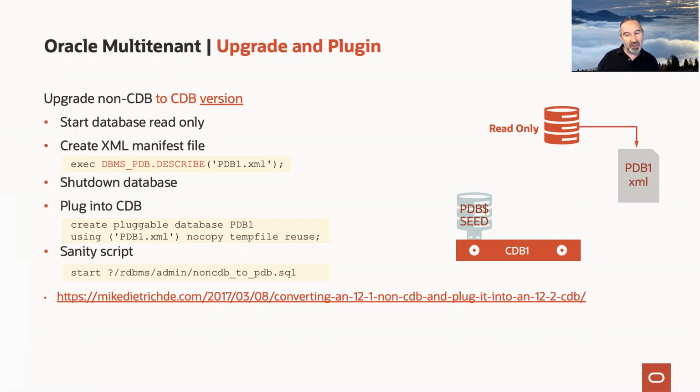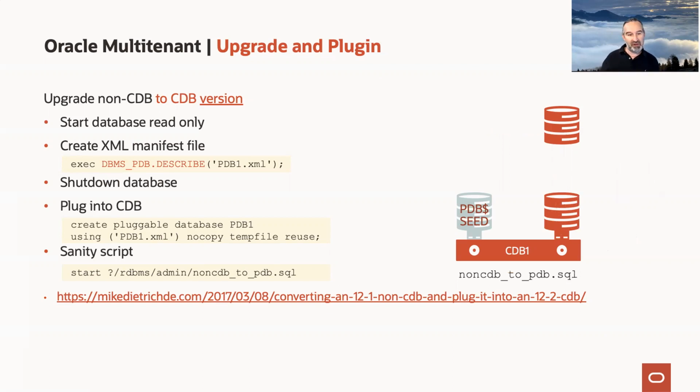DBMS_PDB.DESCRIBE. When I have this XML manifest, it basically describes the physical layout and SCNs for my database. Then I can shut it down and log into my CDB1. And on the CDB1, I plug in now with this XML file. So I say CREATE PLUGGABLE DATABASE. I can give it a new name if needed using this XML file. NOCOPY if the files should be in place. Have a good backup if you do this. And I think since 12.2.0.1.8, we don't have to say TEMPFILE REUSE anymore, but it doesn't harm.